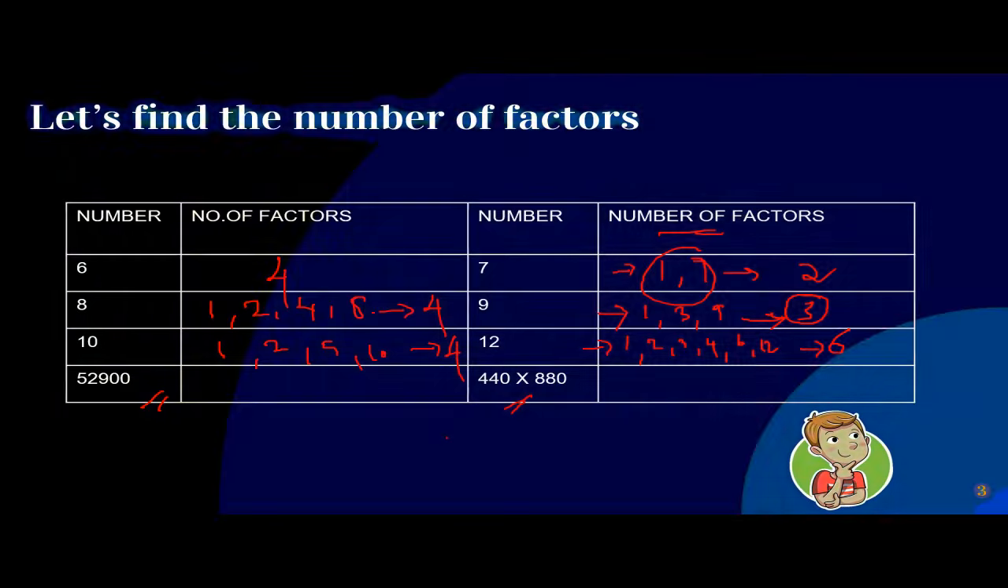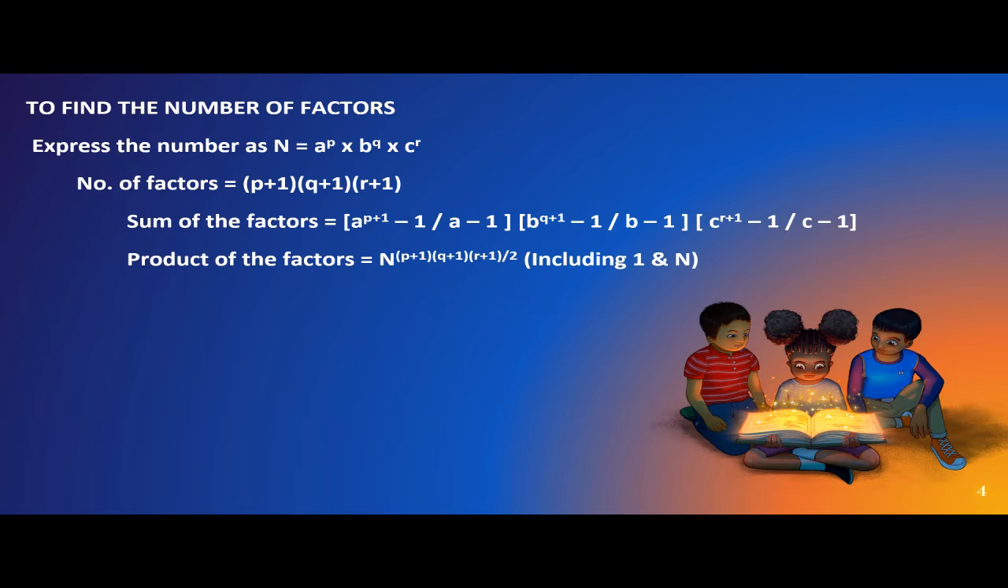So here it is given that the number of factors is given by this n is equal to, I mean, you first have to express this number and then the number of factors is p plus 1, q plus 1. Let me put it in a very, very simple way. I'm going to take an example which is just 48. Let's take an example 48.